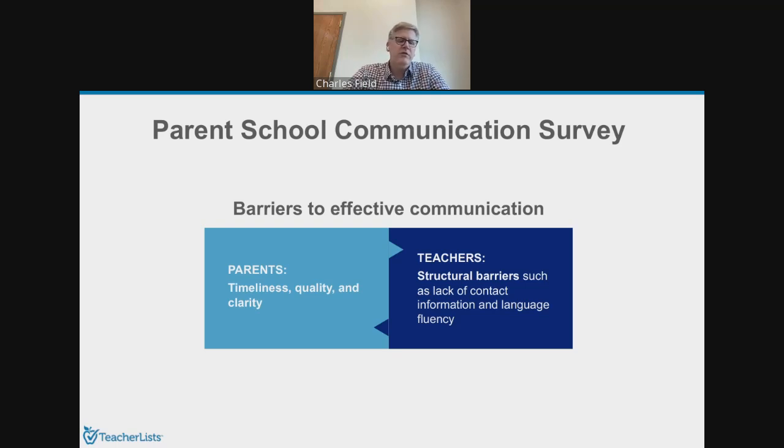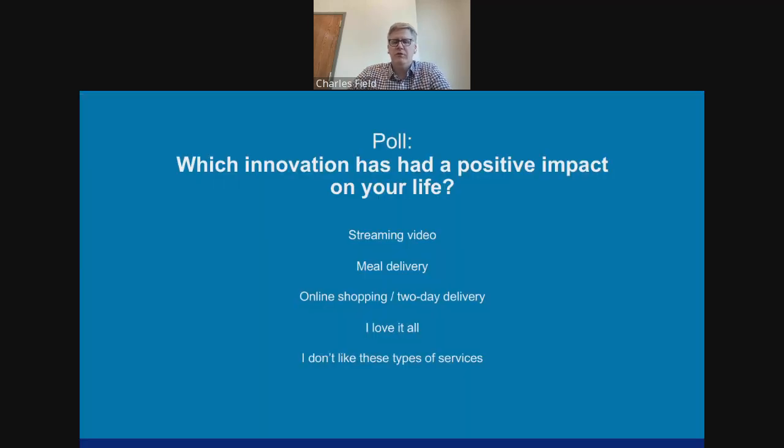And so all of these different things are coming up that we need to think about as teachers and as school administrators, in interacting with parents, and thinking of the parents and the students first in your communication strategy. So Rachel, can you pop up the poll here?